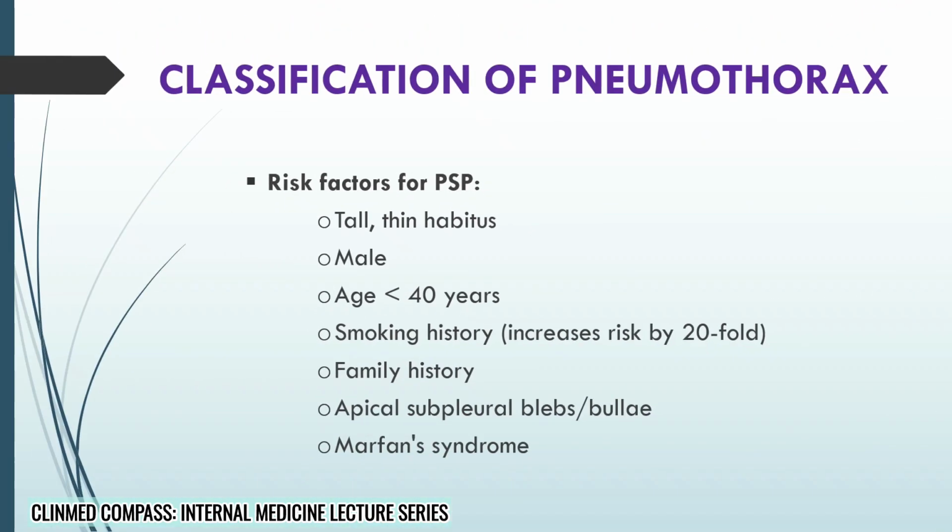The risk factors for primary spontaneous pneumothorax include a tall, thin habitus, the male gender, age less than 40 years, smoking history, which increases the risk by 20-fold, a family history of primary spontaneous pneumothorax, apical subpleural blebs or bullae, and connective tissue disease like Marfan's syndrome.